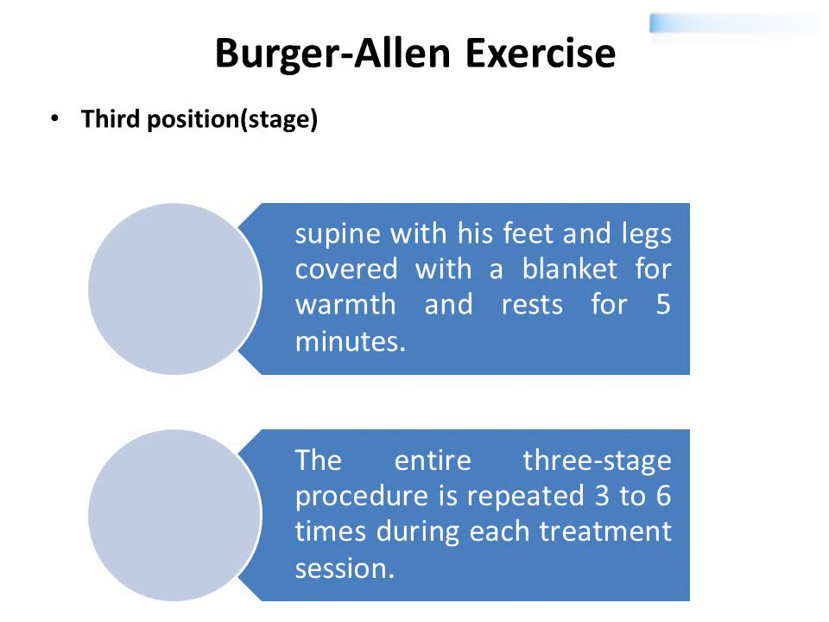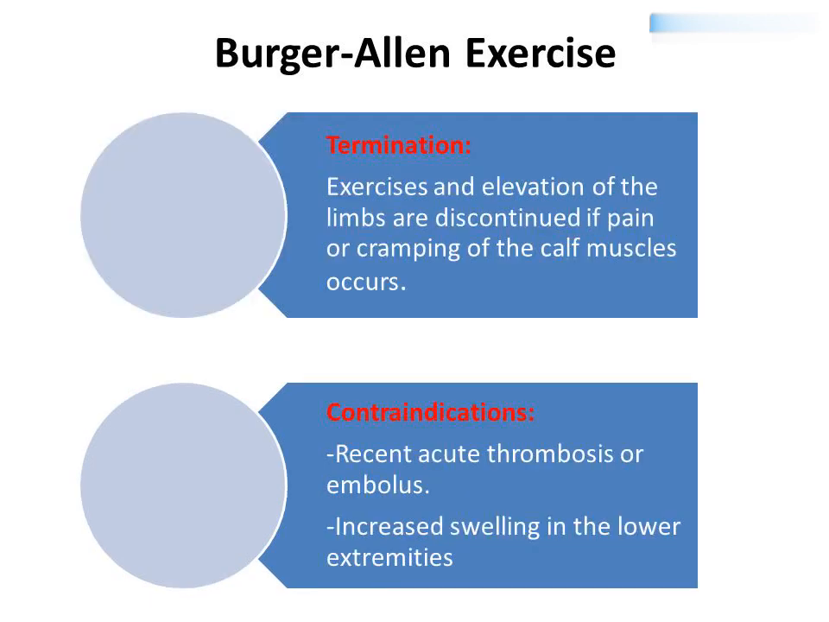Third position stage. Supine with his feet and legs covered with a blanket for warmth, and rests for 5 minutes. The entire 3-stage procedure is repeated 3 to 6 times during each treatment session. Termination: exercises and elevation of the limbs are discontinued if pain or cramping of the calf muscles occurs. Contraindications: recent acute thrombosis or embolus, increased swelling in the lower extremities.